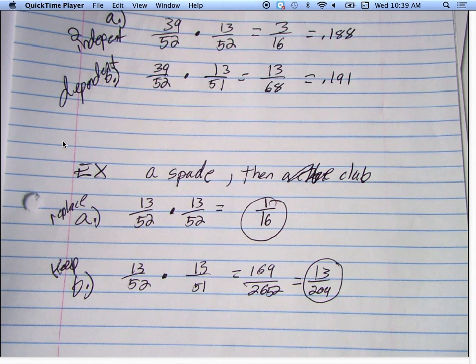All right. We can start working on our homework now. Make sure when you're reading the homework that you're clear on if they are replacing what you take out or not replacing, because that changes things. How do you know? It'll say right in there.